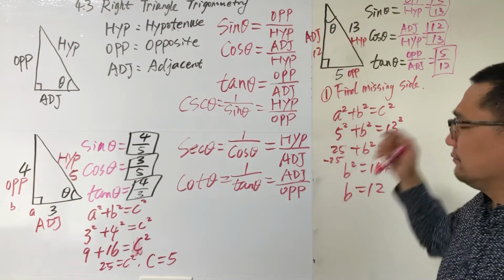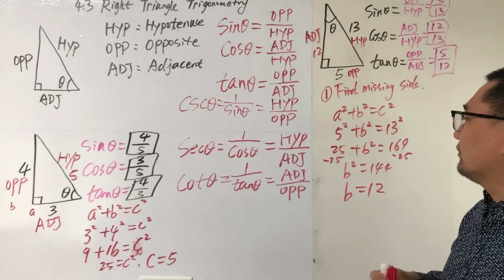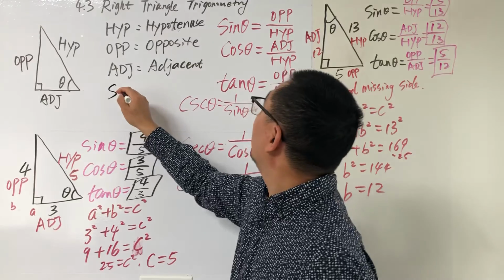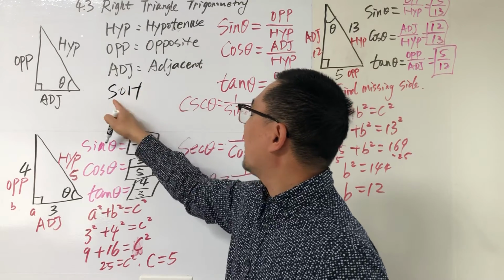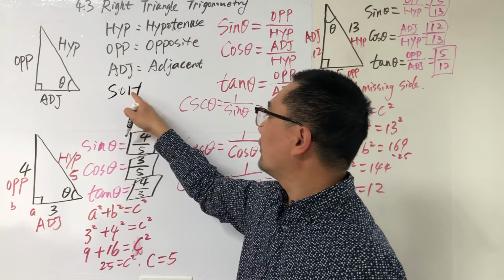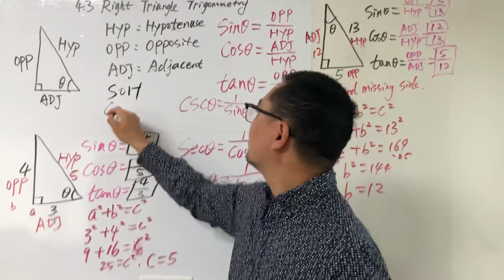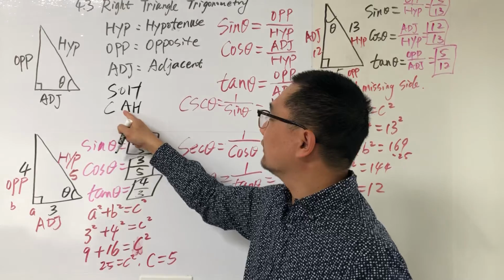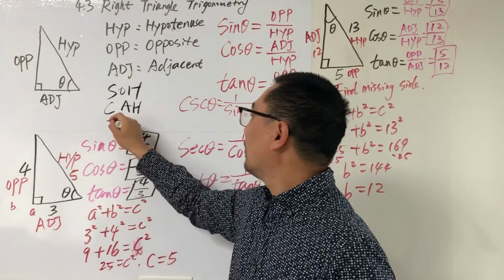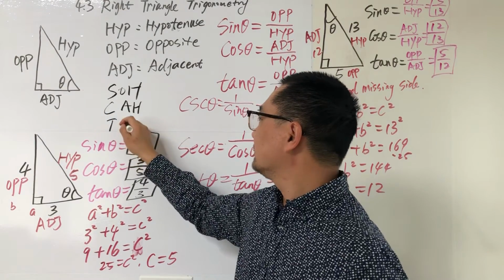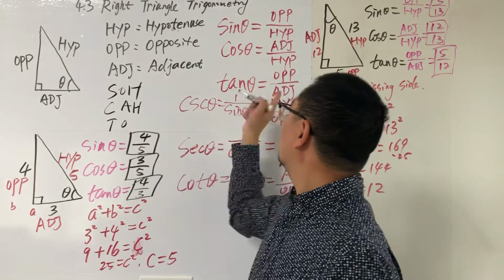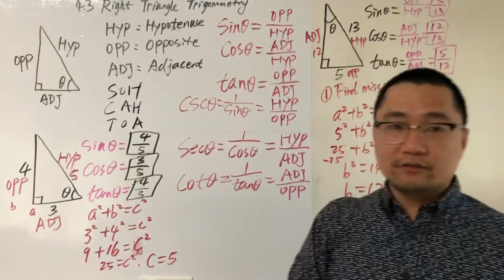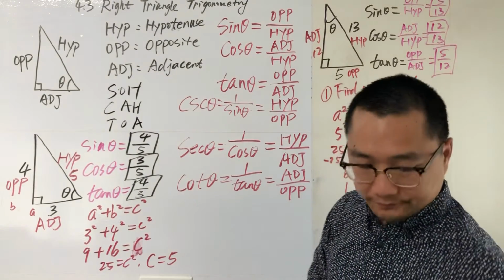So if you cannot remember, you can also use SOHCAHTOA. SOH: sine is opposite over hypotenuse. CAH: cosine is adjacent over hypotenuse. TOA: tangent is opposite over adjacent. SOHCAHTOA.